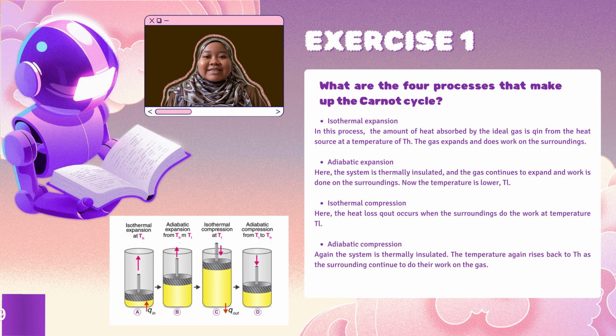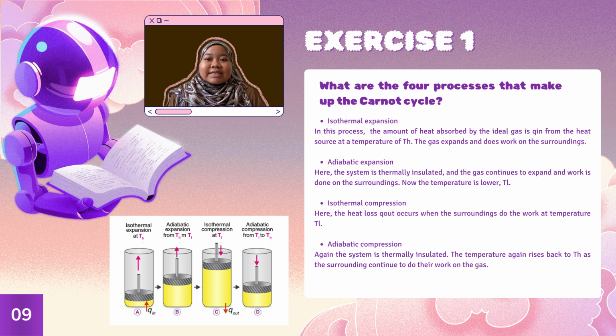The four processes that make up the Carnot cycle are isothermal expansion, adiabatic expansion, isothermal compression, and adiabatic compression. The first process is isothermal expansion. In this process, the amount of heat absorbed by the ideal gas is Q in from the heat source at the temperature of TH. The gas expands and thus does work on the surroundings. The second process is adiabatic expansion. The system is thermally insulated and the gas continues to expand and work is done on the surroundings. Now the temperature is lower, TL.